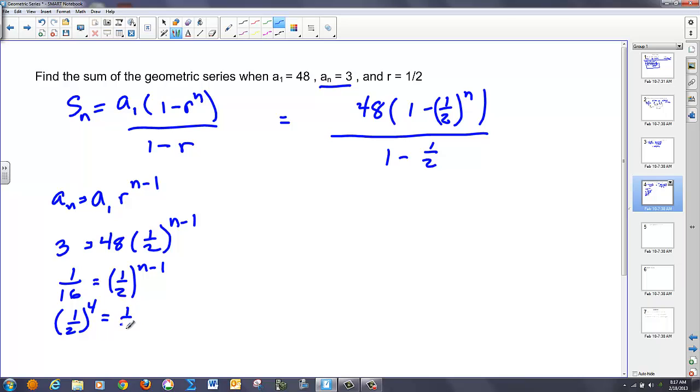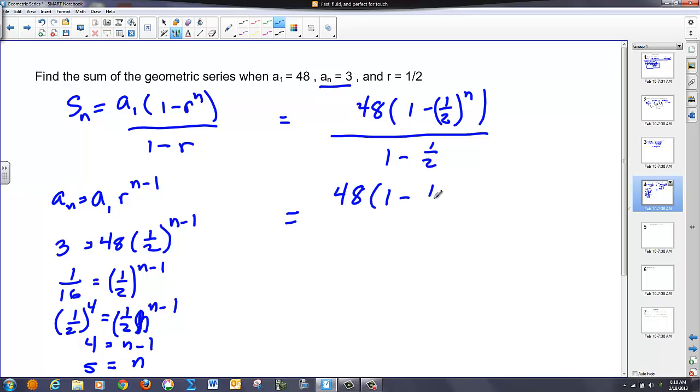This is a half to the n minus 1. Therefore, 4 is going to equal n minus 1, and n would equal 5 in this case. So now we have everything we need for our sum. I have 48 times the quantity of 1 minus a half raised to the 5th power over, I'm just going to call it a half since I can do that math in my head.